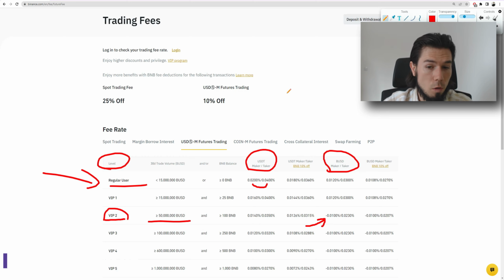Because when you're a maker, someone else needs to fill up your order, and there is a little worry out there: if your price is ridiculous, or the markets are crashing or moving back and forth too quick, your order might not get filled up. So when you're a taker, you're doing a market order. When you're a maker, you're doing a limit order, right?